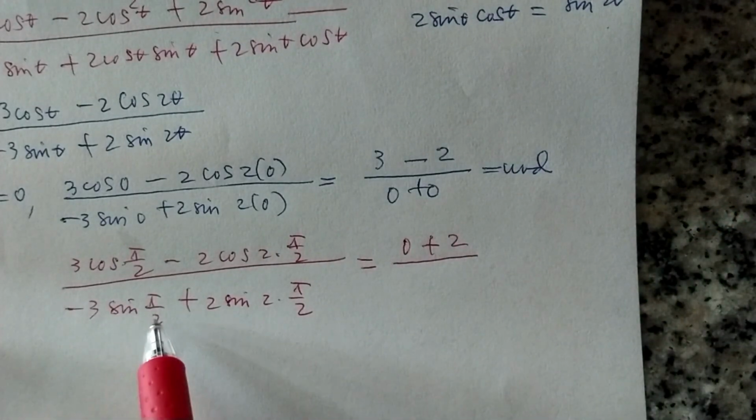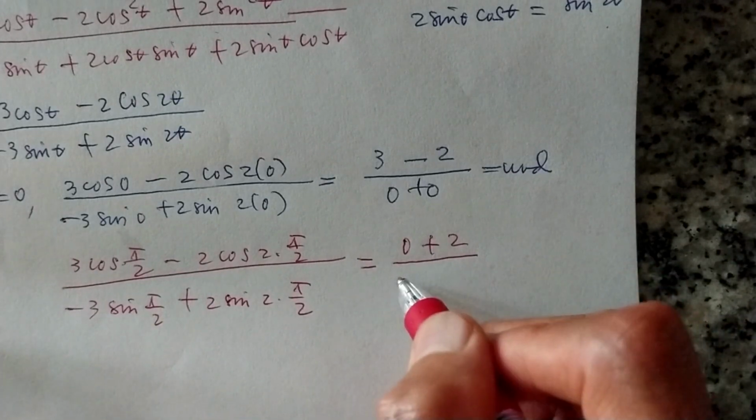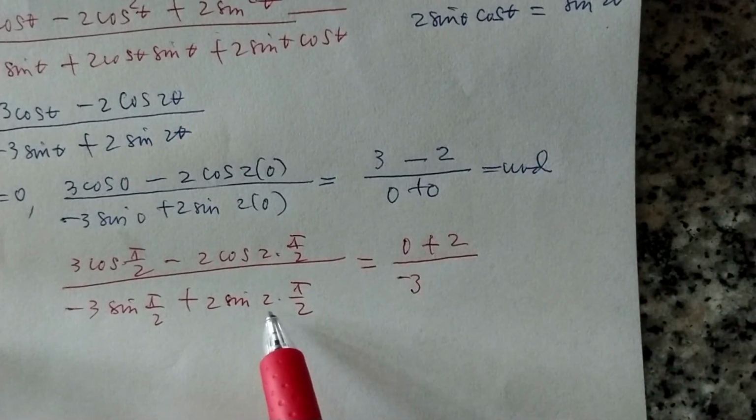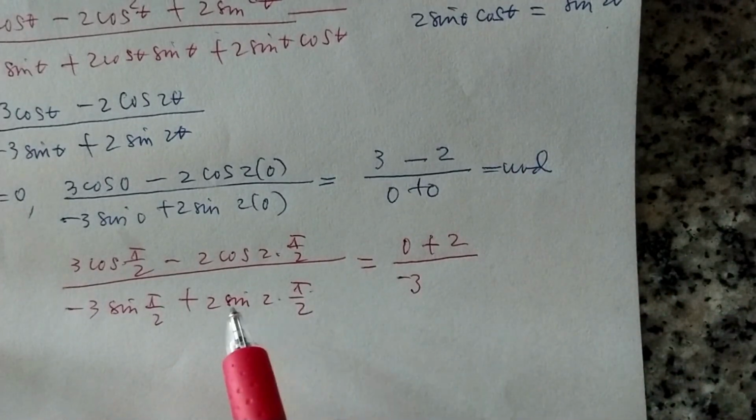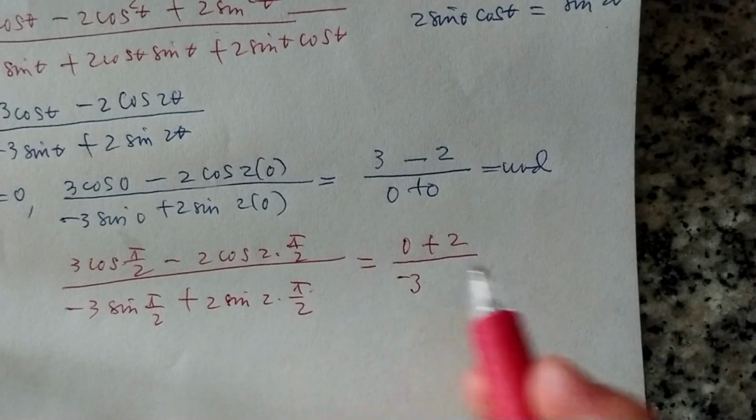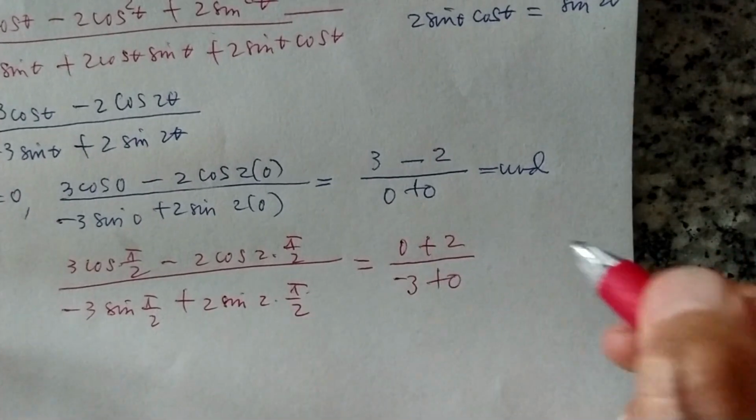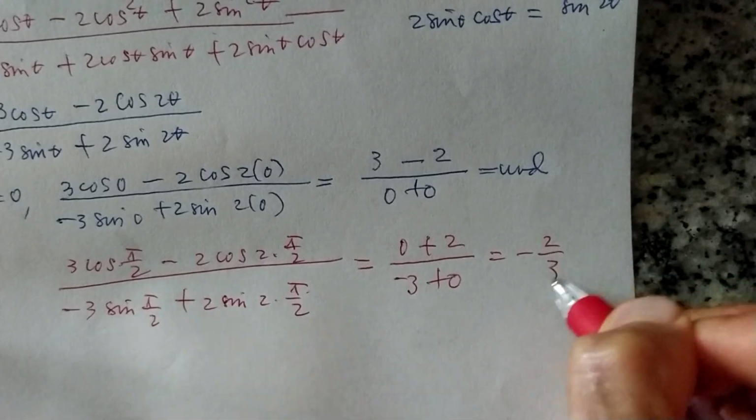Sine pi over 2 is 1. 1 times negative 3 is negative 3. 2 times pi over 2 is pi. Sine pi is 0. 0 times 2 is 0. And so we get a slope of negative 2/3.